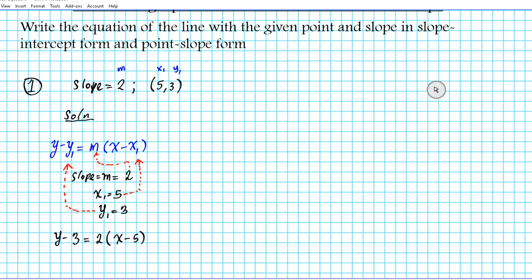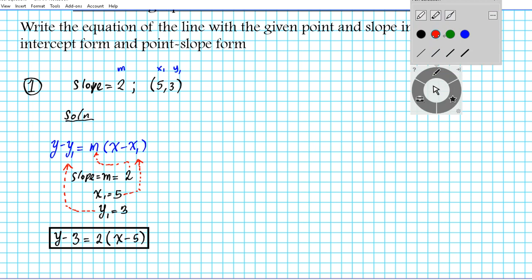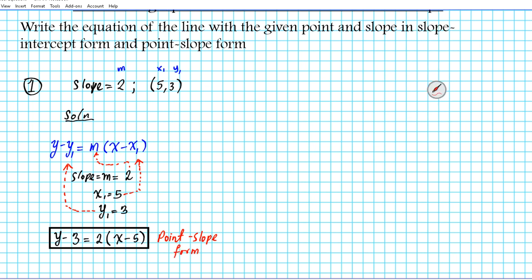Now this answer that we have right here is the point-slope form. Okay, so let's specify what we have. This is one of the answers. This represents the point-slope form. And we're also going to convert it into the slope-intercept form. So this is the point-slope form. So what's the slope-intercept form going to look like?